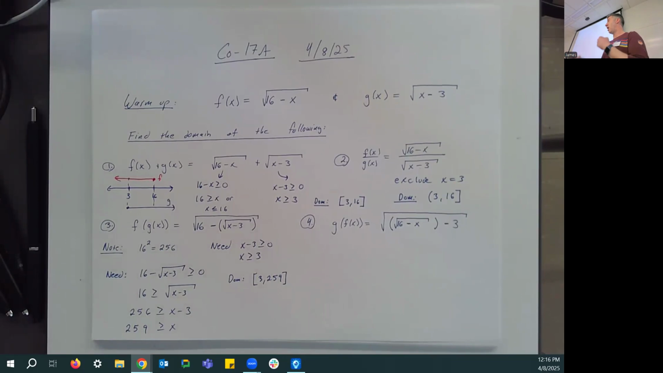Let's look at the opposite composition, g of f of x, which is a totally different thing.